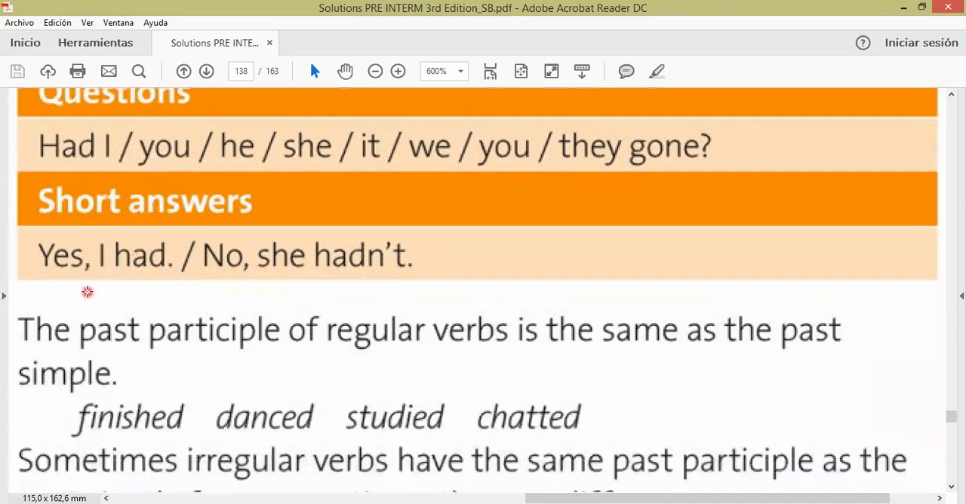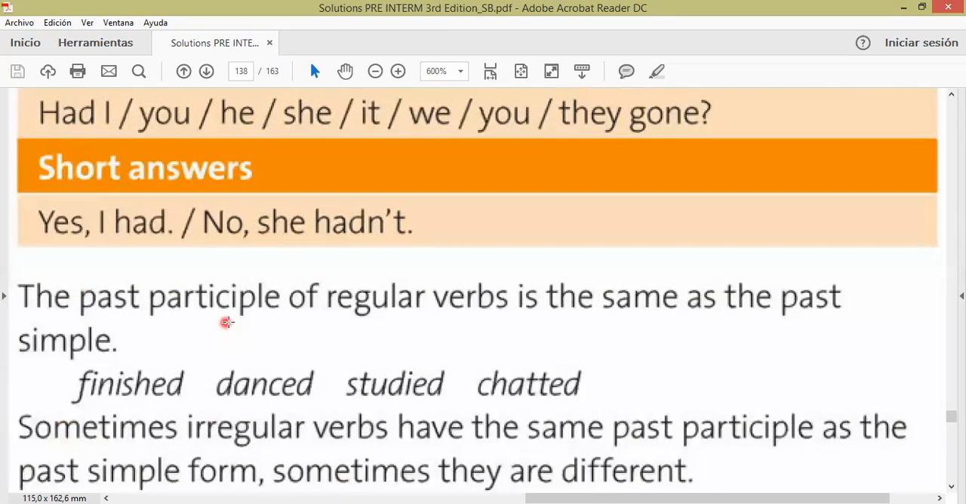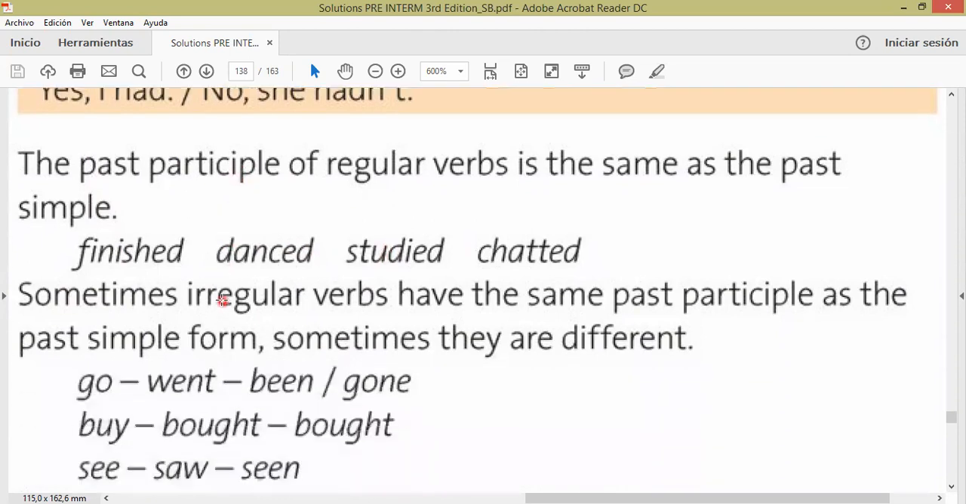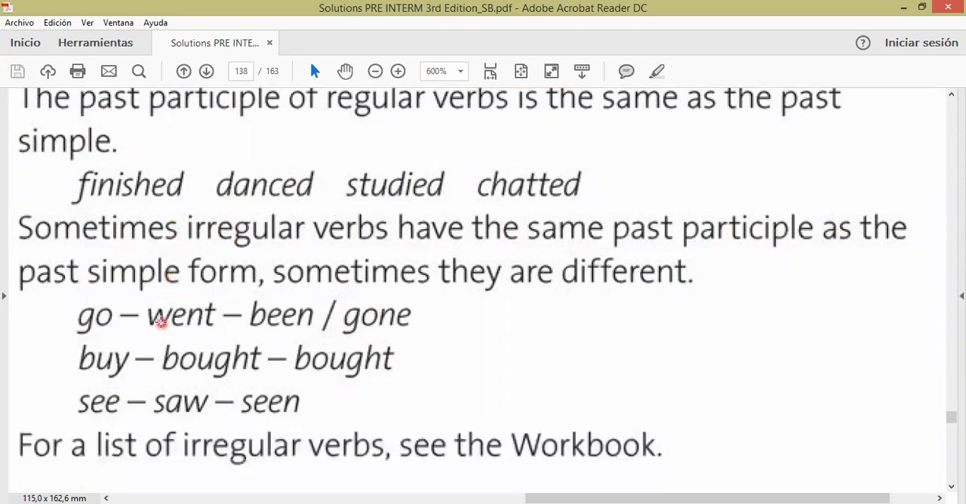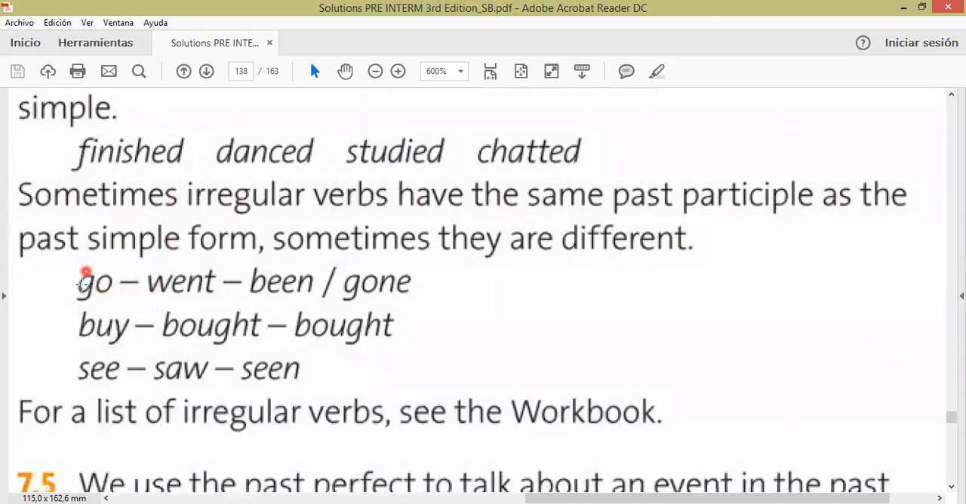Let's remember some things. The past participle of the regular verbs is the same as the past simple. For example, for the verb finish, we have finished as the past simple and the past participle of the verb. The same happens with danced, studied, and chatted. Let's also remember that sometimes irregular verbs have the same past participle as the past simple form, but sometimes they are different.